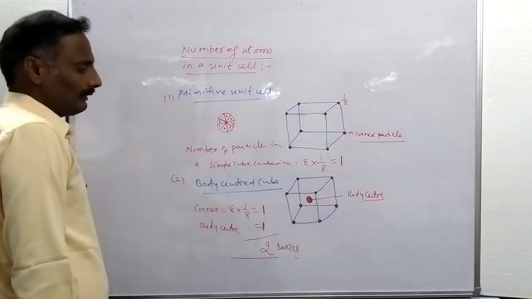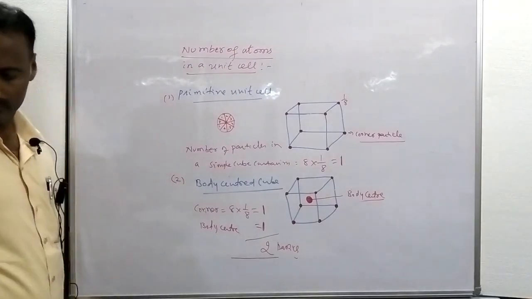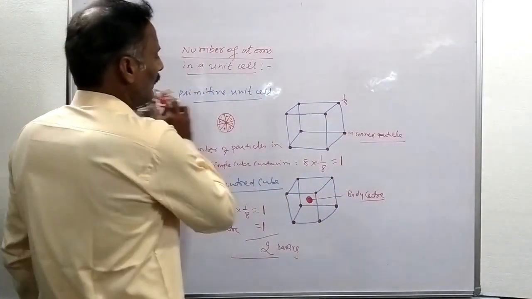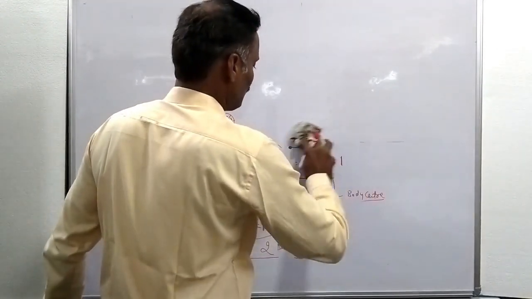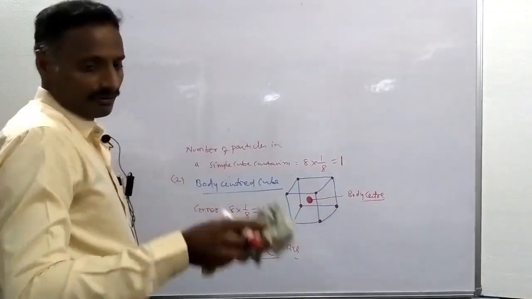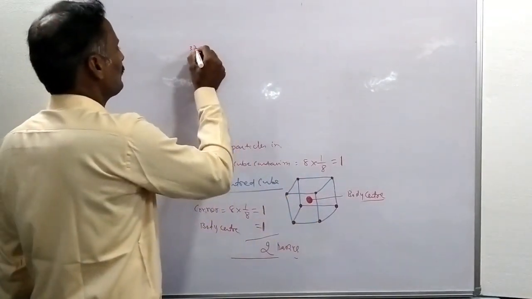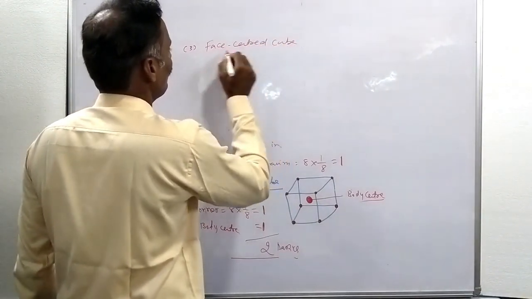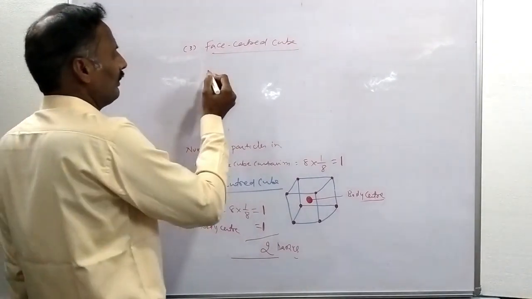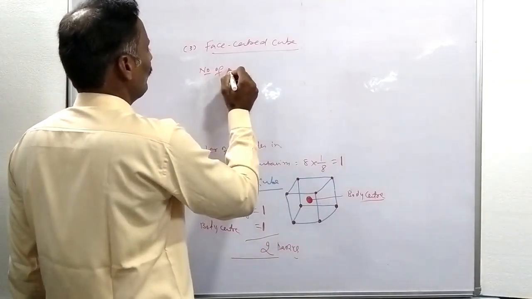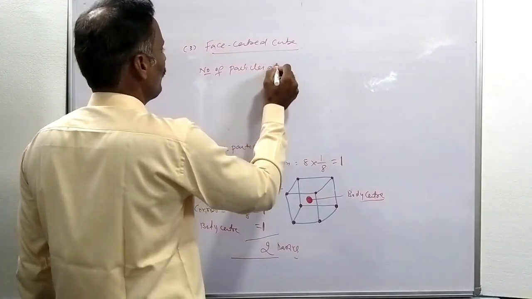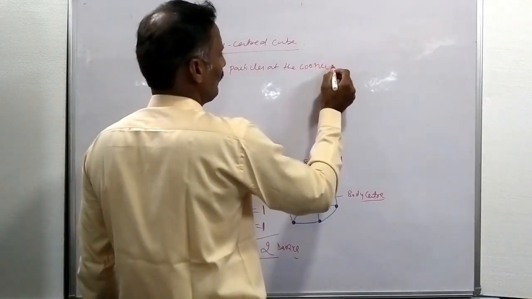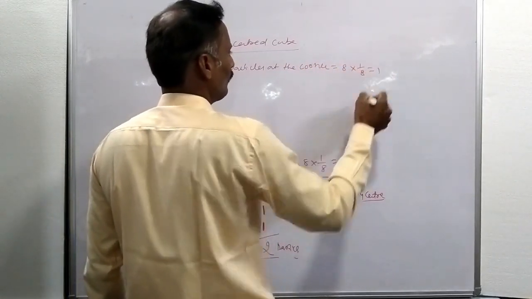Similarly here we are calculating the number of particles in FCC. Then what about the number of particles in FCC here? This is a face-centered cube. Number of particles at the corner equals 8 into 1/8, that equals 1 particle.